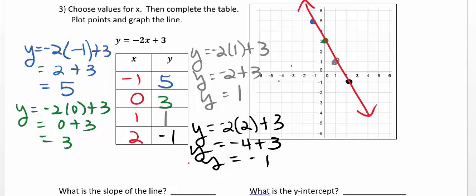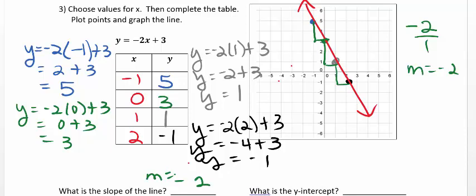So now we need to find the slope of this line. I can see that this line goes down left to right, so I know my slope is going to be negative. If I start with this point and I come down 2 to the right 1, down 2 to the right 1, each time going down 2 to the right 1, I'm going to have a slope of -2.